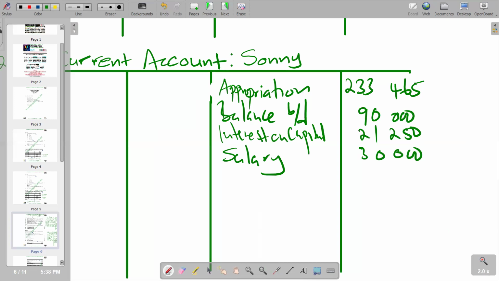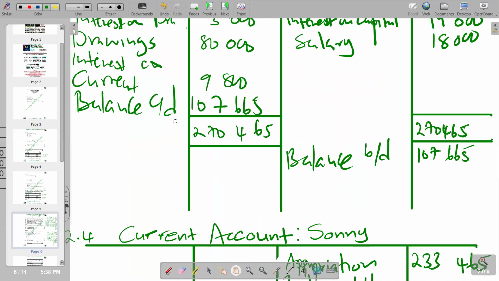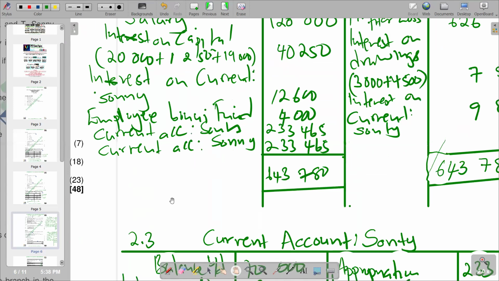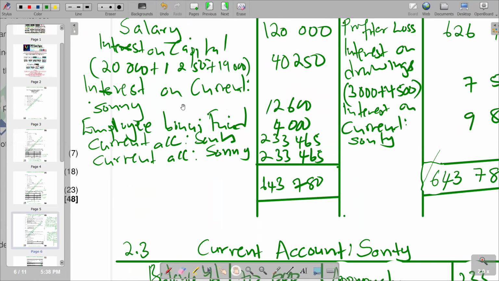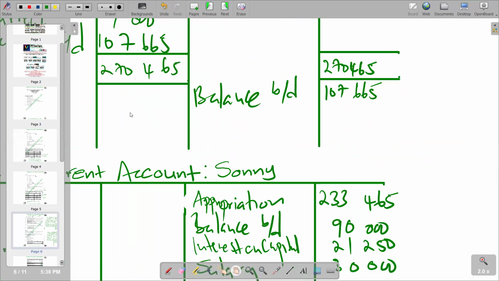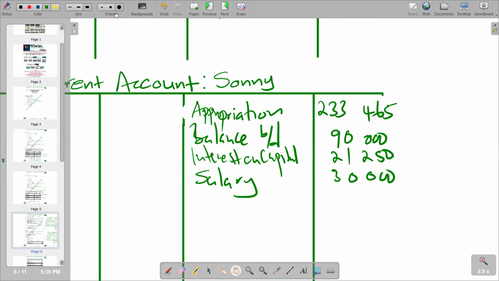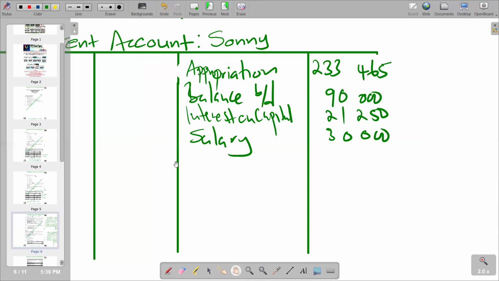So this is what we have, and then we can check again the appropriation. What's the next item that we are using on the debit side? In the appropriation, we have salary, we've entered it, interest on capital, we've entered it. Now we've got interest on current, which is for Sonny 12,600. So we can just take it. It's already calculated. Remember, we're saying 10%. So we're saying interest on current.